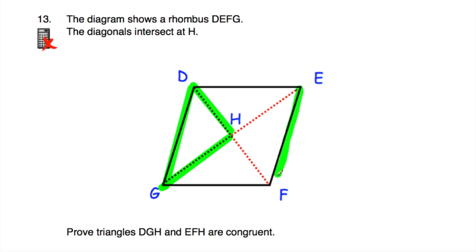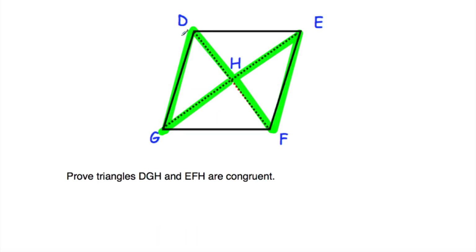EFH, like so. So that triangle there. So we want to prove that these two triangles are congruent. Okay, so let's do that. We want to prove that this triangle is congruent to this triangle. There's a few different ways we could do this. One approach is to consider side, side, side.